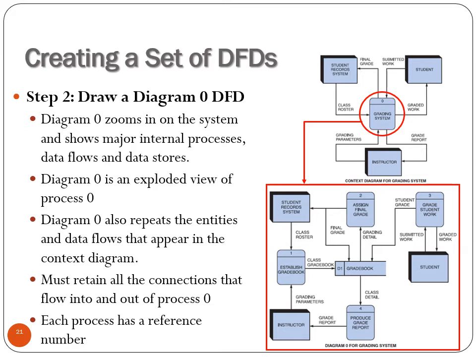Diagram 0 also repeats the entities and data flows that appear in the context diagram. It must retain all the connections that flow into and out of the process. For example, in the context diagram, the student entity gives the submitted work data flow to the grading system process. The student entity and submitted work data flow appear again in diagram 0. Look at this example.